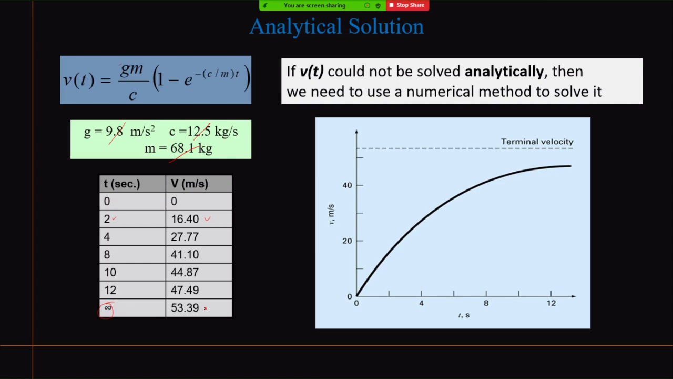Why is it called terminal, or why does it reach only that much velocity? Why should it not go on increasing? The reason is your parachute. It is taking in a downward force, and there is one more force, an upward force. If the downward force comes to somewhere around 100 Newton and the upward force is also 100 Newton, both cancel, and the net force acting on your body becomes 0. As the net force is 0, your equation is mass into acceleration. Mass is never 0, so your acceleration becomes 0.